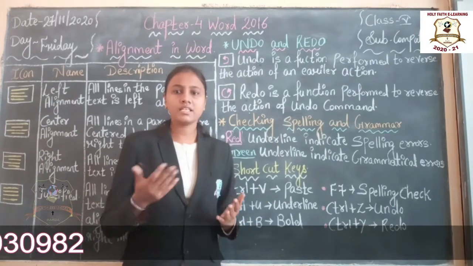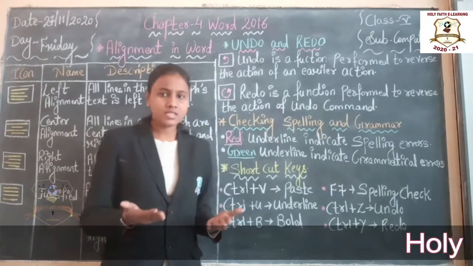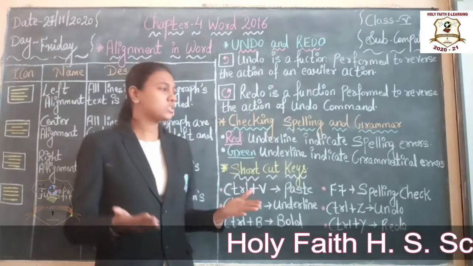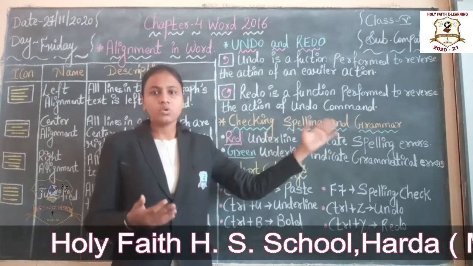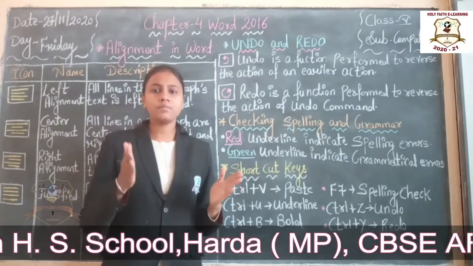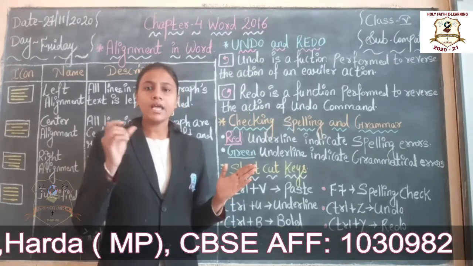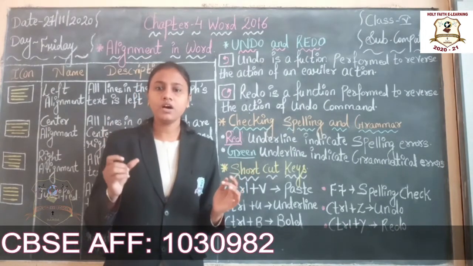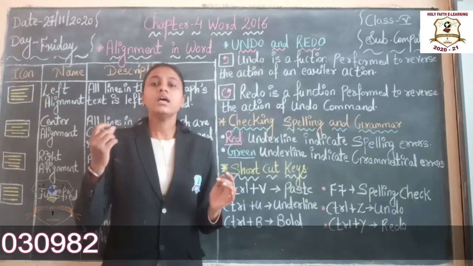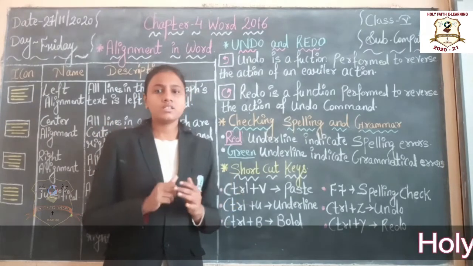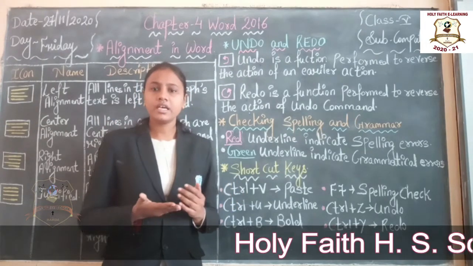Okay, जब आप कोई text type करते हैं तो जो Word 2016 है, it automatically checks your spellings and grammar. Sometimes you notice that while typing you can see the red and green lines under the words. What do the green and red lines indicate?